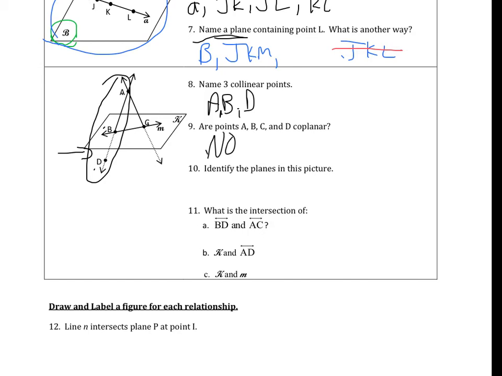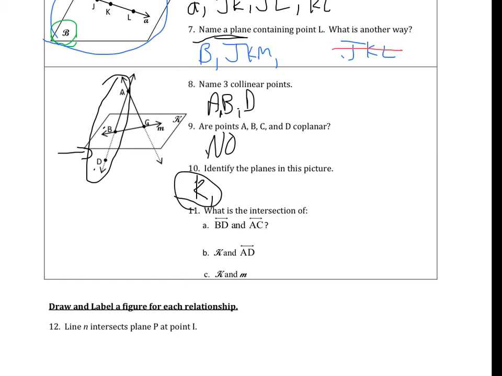All right, so identify the planes in this picture. So you've got plane K, or you've got plane ABG. There's a whole bunch of different planes that are there. But plane K is probably the one that's the most generic.